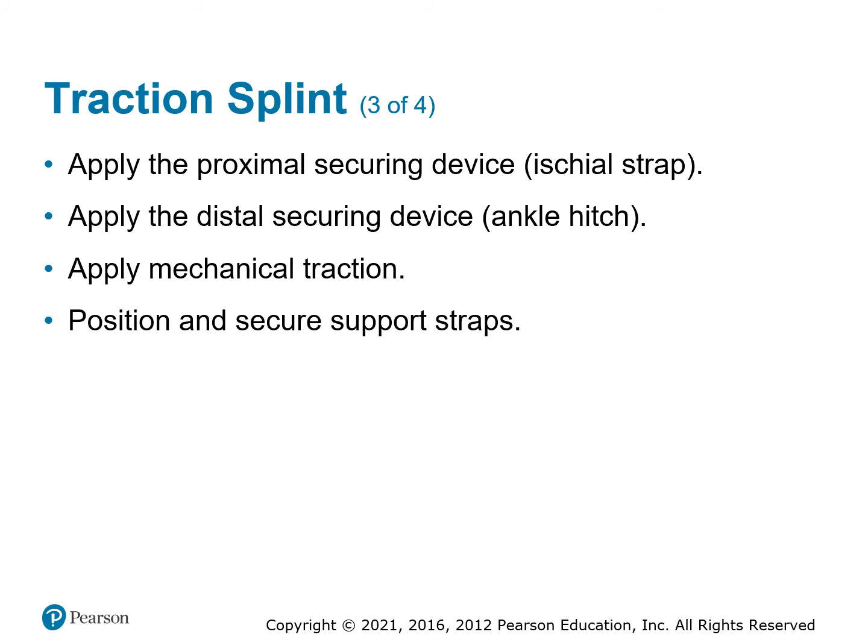These splints are going to have different securing devices that you're going to need to put in place. So you're going to apply the proximal securing device, the securing device that is going to wrap around usually the upper part of the leg and kind of wrap around into the groin area, called the ischial strap. And then you're going to apply the distal securing device, which is the ankle hitch. You're going to want to apply mechanical traction and then position and secure these support straps. So basically you're going to get these straps on, you're going to have the rods in place, you're going to pull the traction in, and then you're going to attach it to the straps.